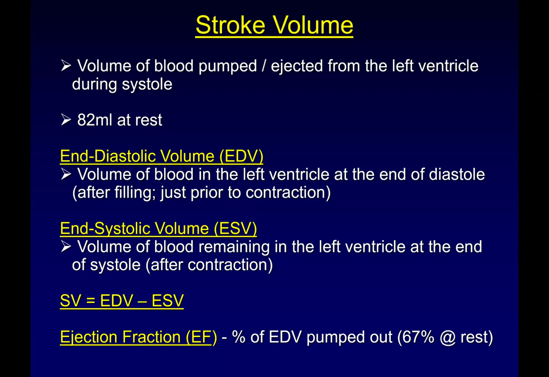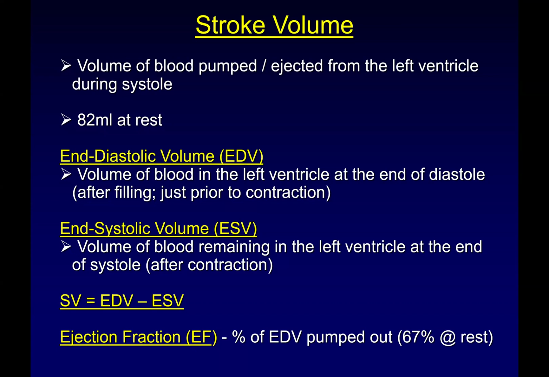Does that example make sense to you guys? Do y'all sort of understand? So while the left ventricle is relaxed, it fills up with blood. That's end diastolic volume. Then it contracts and some portion of that blood leaves. What's left in there is called end systolic volume. You subtract those two from each other and you can figure out how much got ejected into the aorta.